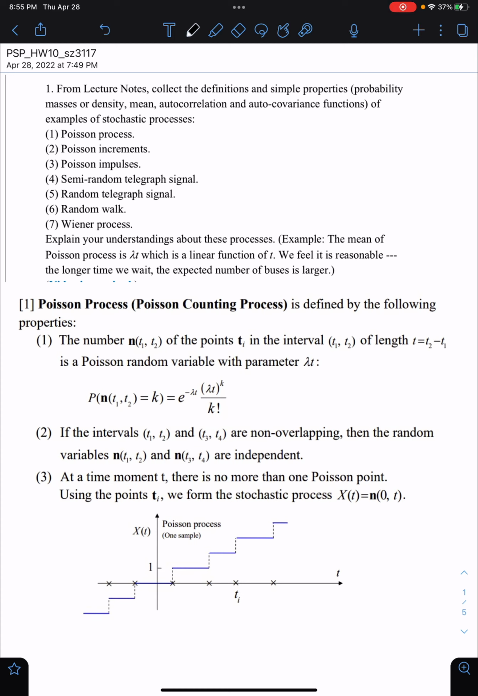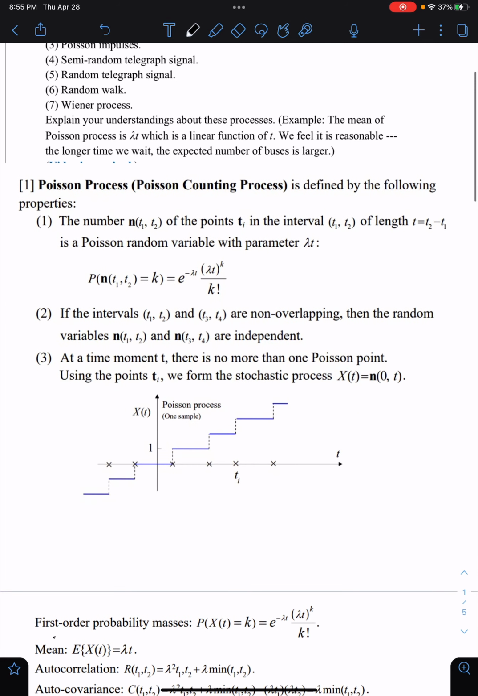The first is Poisson process, the second is Poisson increment process, and the third is Poisson impulses. The fourth is semi-random telegraph signal. The fifth is random telegraph signals. The sixth is random walk, and finally the Wiener process.